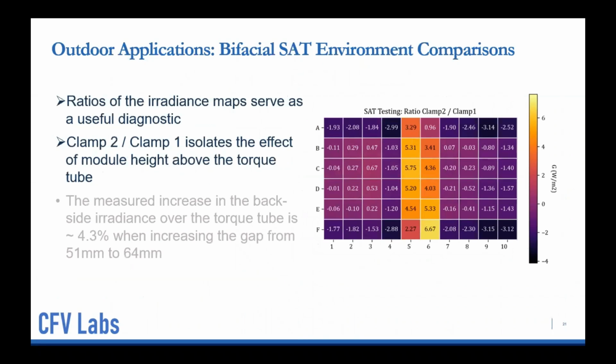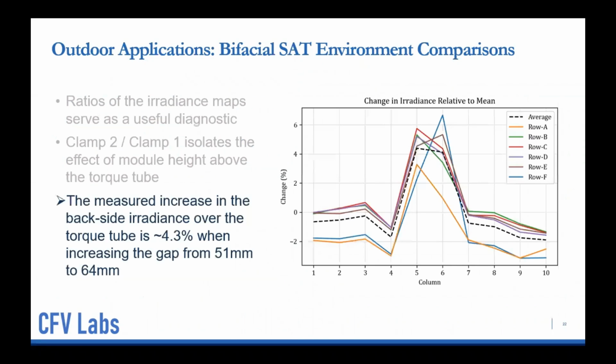So one quick way to do some diagnostics of the different measurements and the different configurations, absent any models, just to check the type of effects that we could see, was to take a ratio of these irradiance maps themselves. So if we took a ratio of the clamp 2 data set, which was the higher clamp over between the piers, and then over clamp 1, this isolates the effect of just the module height above the torque tube. And so if I take this difference map and subtract out basically the mean values, we can actually see the increased irradiance in the cells that were directly above the torque tube. And this amount corresponds roughly to about 4.3%.